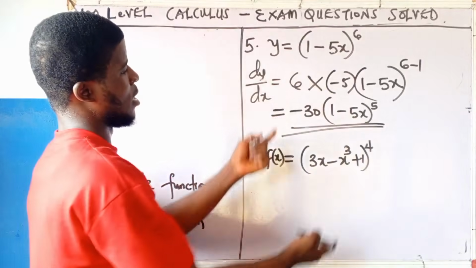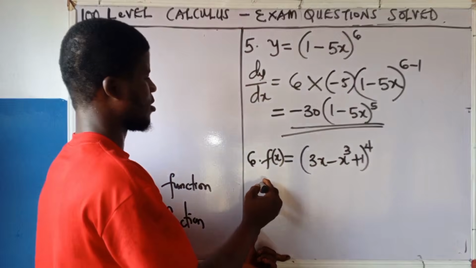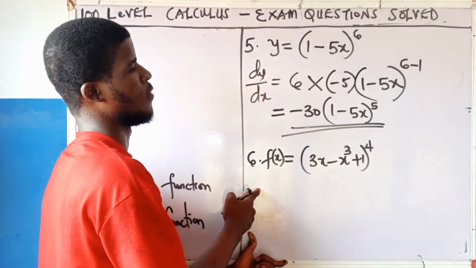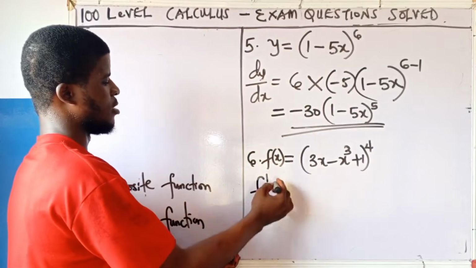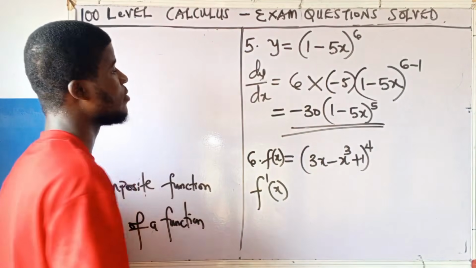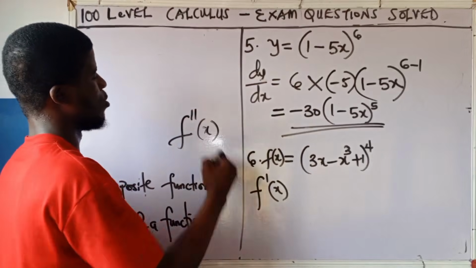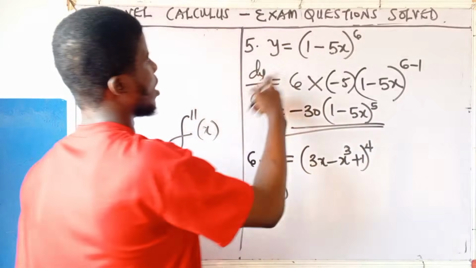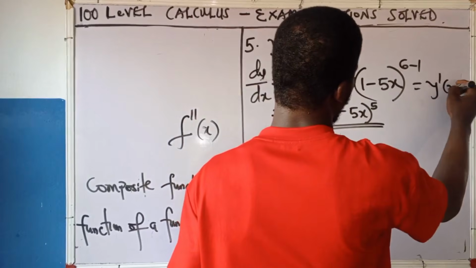So the same principle applies to solve this particular question, number 6. The dy/dx, in this case, of the function f of x. Another notation for derivative is f prime of x, which signifies the first derivative of this function. Then f double prime will signify what? Second derivative. So I can write this one like this, y prime of x.